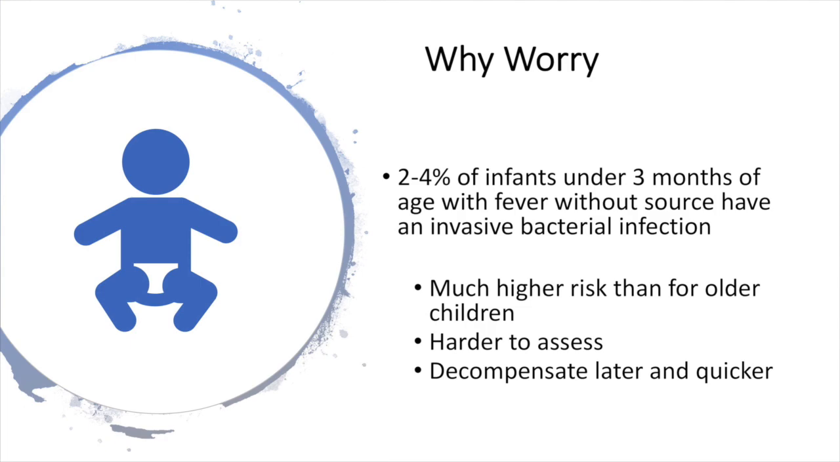That 2 to 4% then doesn't include children who will have urinary tract infections, bacterial gastroenteritis, and other serious bacterial infections that would also need treating in a hospital setting. This then means that children under 3 months have a much higher rate of serious and invasive bacterial infection than older children. In addition to them being at relatively high risk, children under 3 months are typically a little harder to assess. The clinical features of serious bacterial infection are more subtle, and the children may look relatively well until they decompensate.